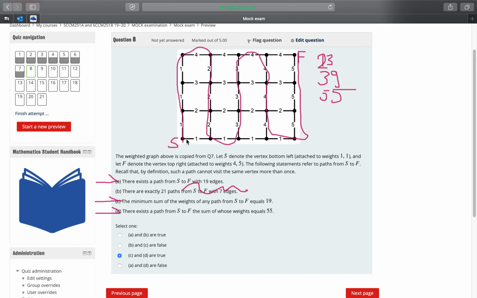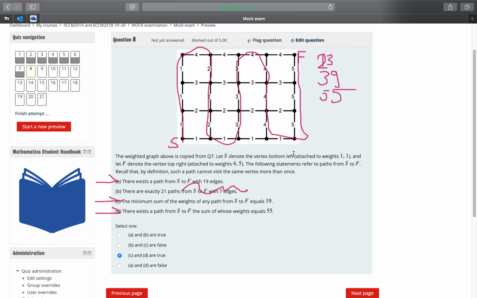How do you get a path with 7 edges? If you only have 7 edges, you have to go either right or up. You can't start going backwards. You can't start going down or to the left. So you have to go right or up. Now there are 7 edges. You can decide when to go up in each of those 7 edges.